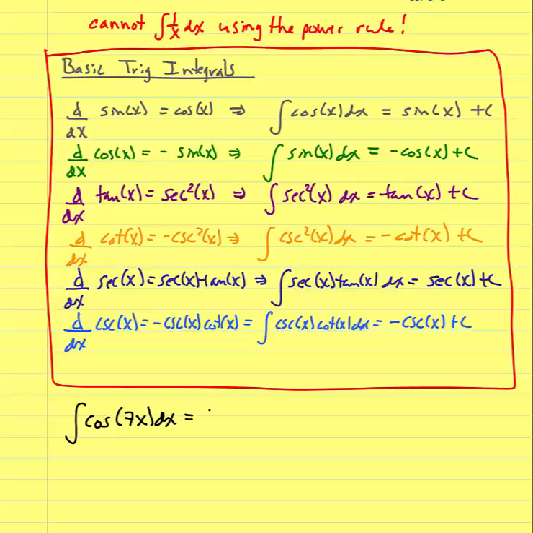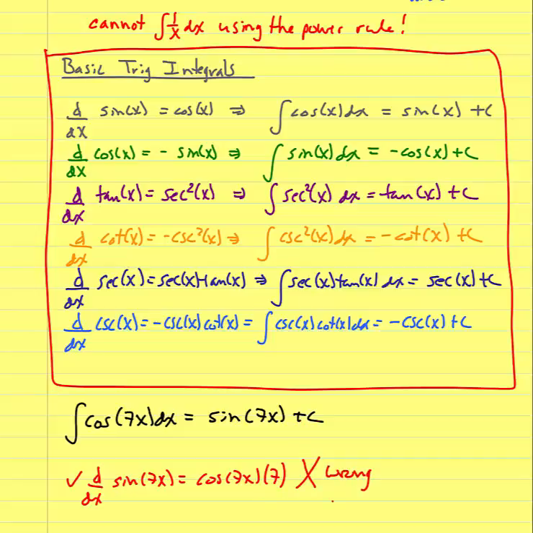Well, we know a few things here. We know from our chart up here that the integral of the cosine is the sine. So I'm thinking that it has something to do with the sine of 7x plus c. But if we go and check this, and I take the derivative of the sine of 7x, I get the cosine of 7x times 7. And of course, the derivative of a constant is 0. So this is wrong. It doesn't check correctly. I have this 7 here that I really don't want.